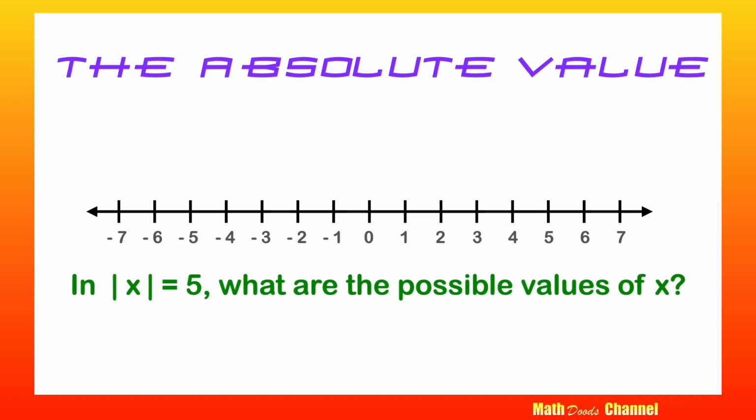In the absolute value of x equals 5, what are the possible values of x? So x is equal to 5, because the absolute value of 5 is 5. And the value of x is also negative 5, because the absolute value of negative 5 is also 5.